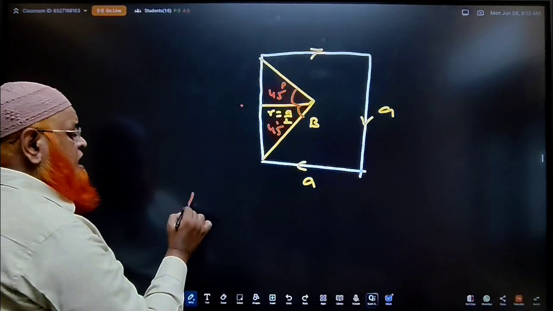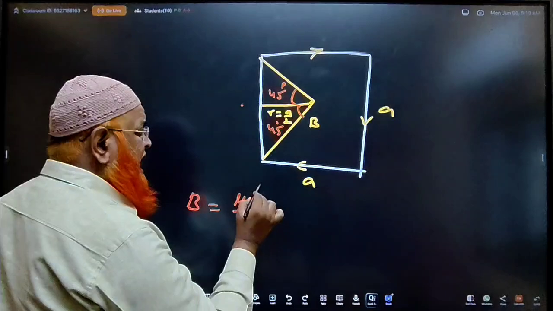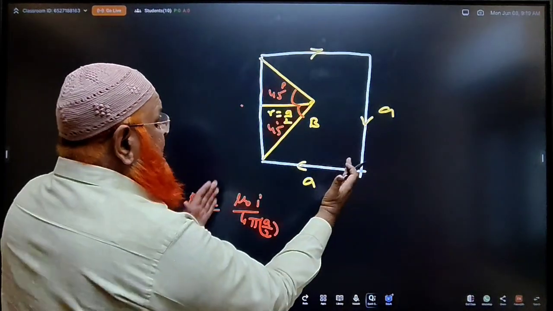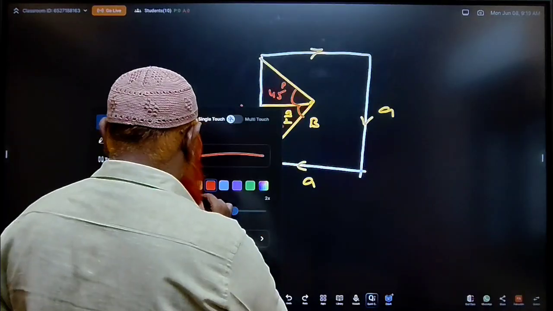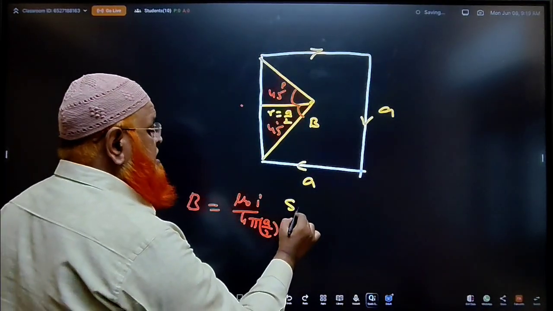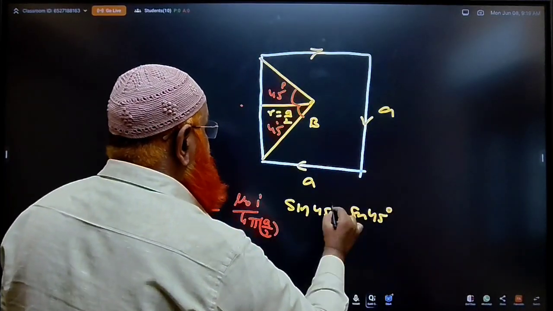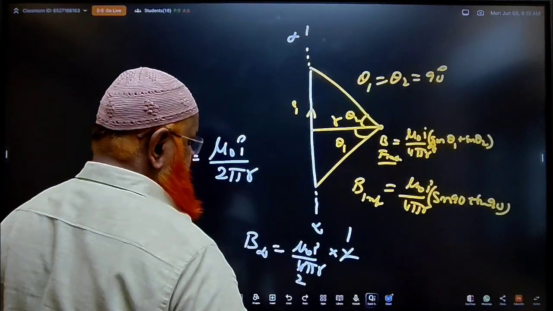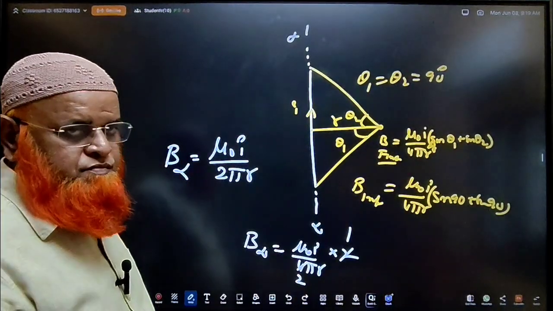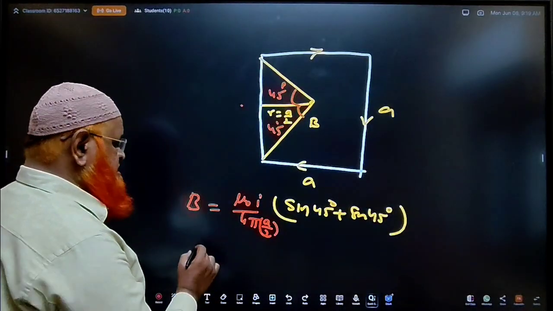And what's our formula? B is equal to mu naught I by 4 pi r, sine theta 1 plus sine theta 2. R means half of the length of the square, so R is taken as A by 2. Therefore, sine 45 degrees plus sine 45 degrees, because theta is 45 and 45 here. How much are we getting now? Let us see.